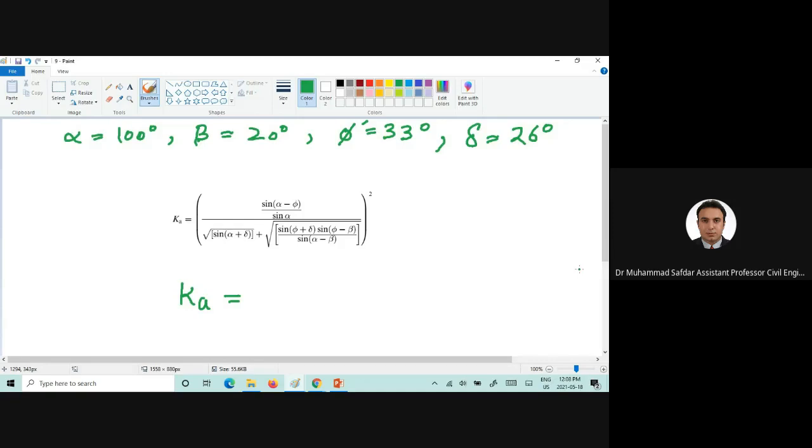And if we ignore the delta, the wall friction, and if we ignore the sloping surface, or for the level surface, we prefer to use the Rankine's lateral earth pressure theory. Please kindly give me the value of the lateral earth pressure coefficient in active condition.